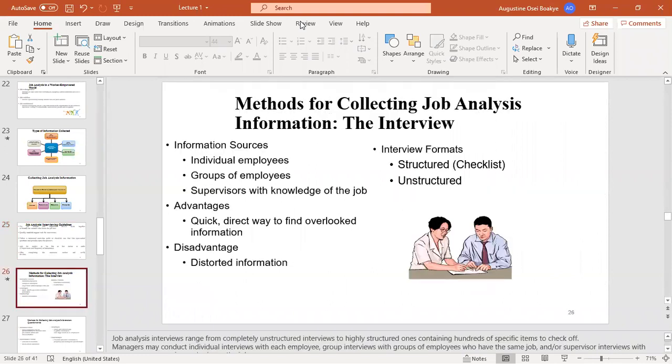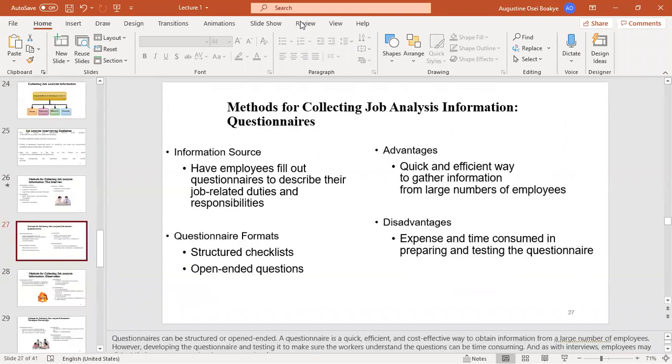The second method is what we call the use of questionnaires. In some books, they caption it as surveys. So questionnaires can also be represented by surveys or survey method. Now, the questionnaire method is quite simple.